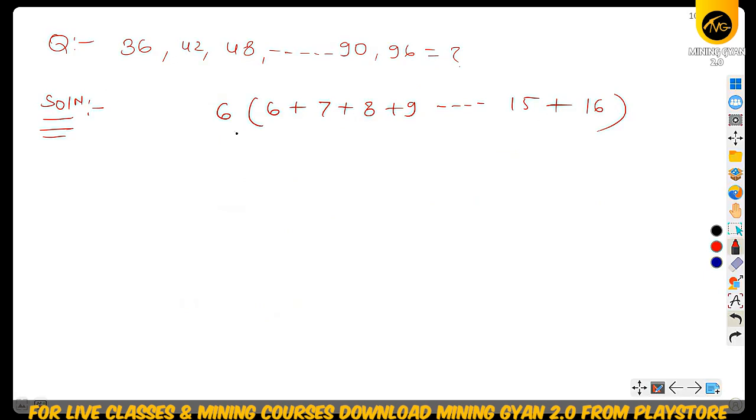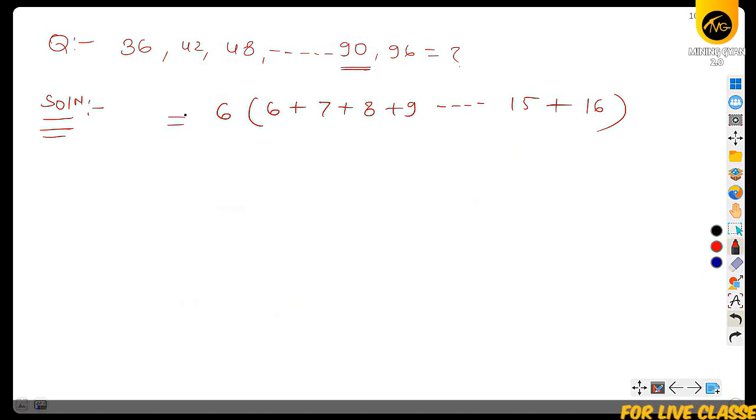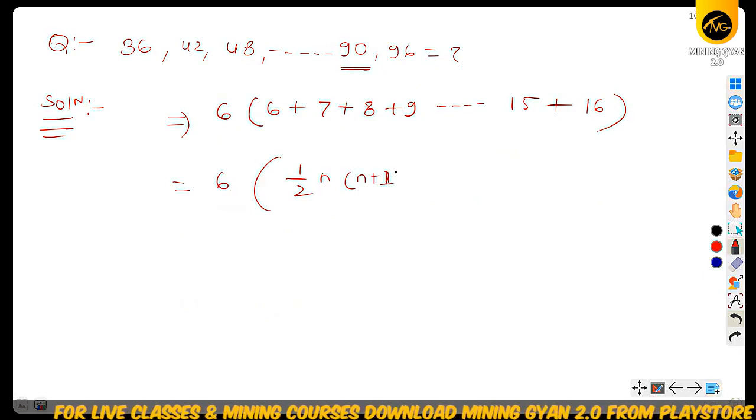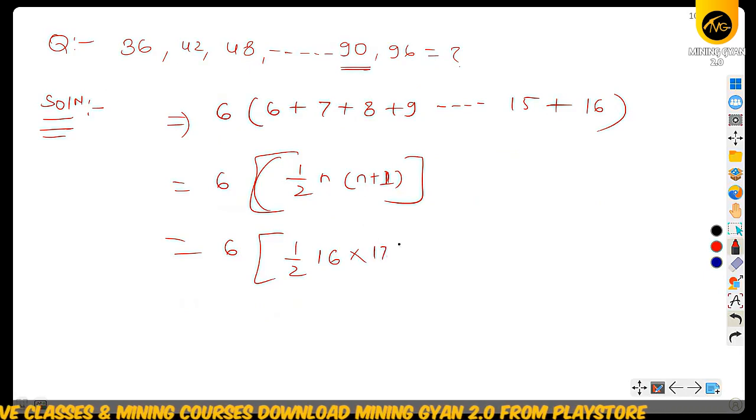Because 6 sixes are 36, 6 sevens are 42, and 6 eights are 48, and this series is like 36, 42, 48 and up to 90 and 96. So you can just take out the common factor of these numbers, that is 6. Now in this case, apply the formula one divided by 2 times n into n plus 1. So 6, 1 divided by 2, what is n? In this case, 16 is n, and n plus 1 is 17.